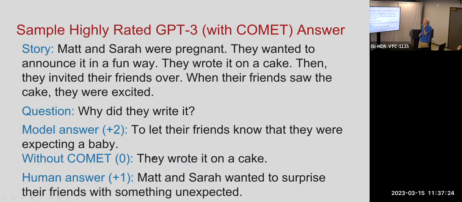Without COMET, GPT-3 says they wrote it on a cake. Whoa, 0, that should not be 0. That should be like negative or something. I think this is the average. I don't know how Yash gave me the results, because we have 3 human ratings. Maybe this is just one of the ratings. But anyway, model answer with the COMET knowledge: to let their friends know that they were expecting a baby.